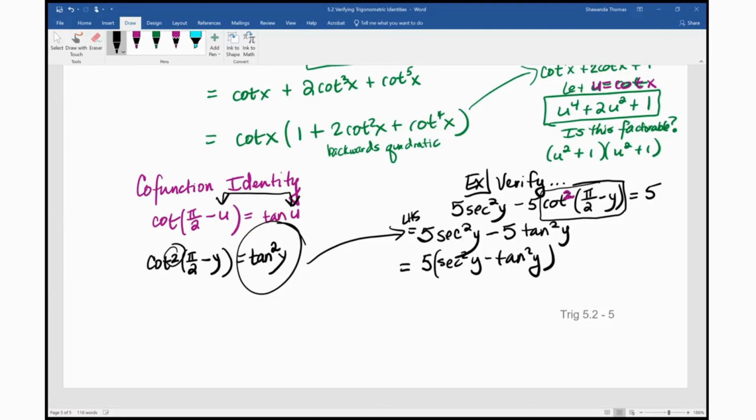And I know we can use an identity somehow. Secant squared y is equal to 1 plus tan squared y. So 1 plus tan squared y minus another tan squared y. This cancels, leaving us with just 5 times 1, which equals 5, which is the right-hand side that we were trying to prove.